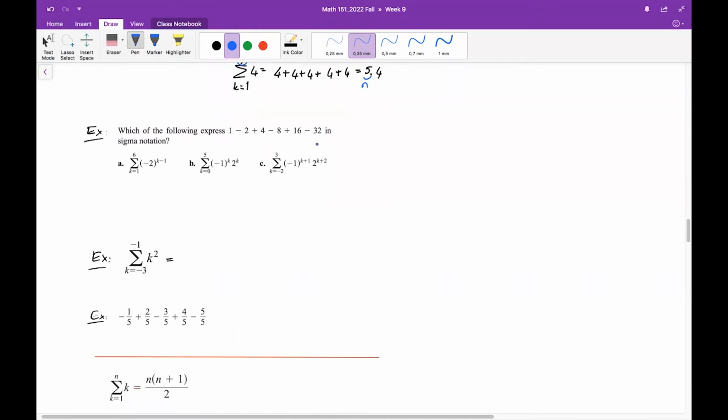So we have an open form of a sigma notation. This is a finite sum, and we want to find its compact form written in the sigma notation form, right? So let's start with this one.